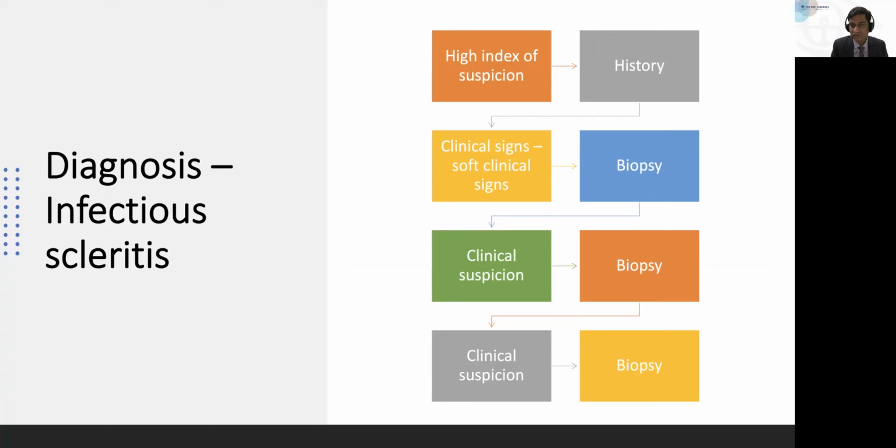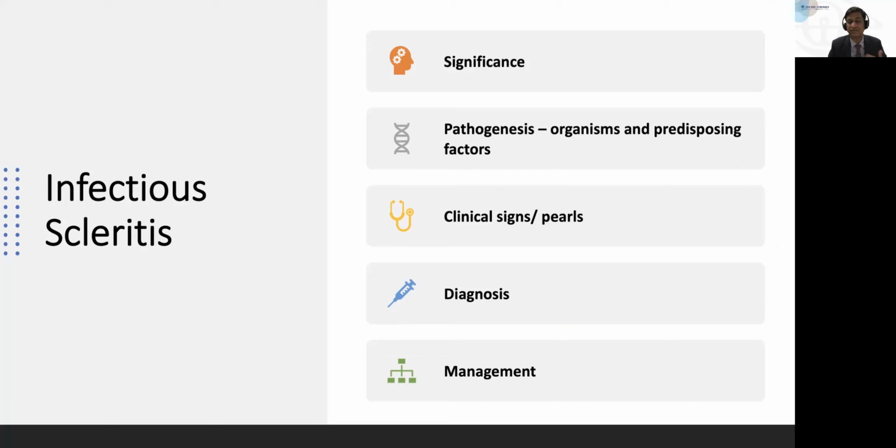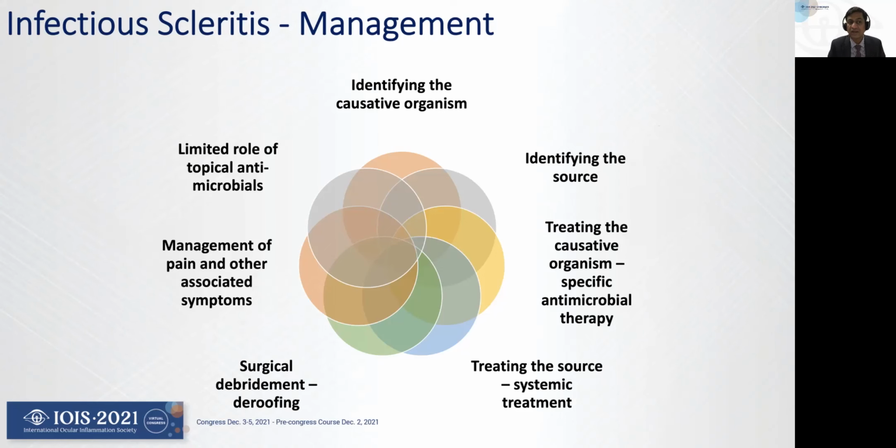When it comes to diagnosis, a whole lot of things go on. First of all, it is very important to have a high index of suspicion, with a relevant history and a source of infection which might help in clinching the diagnosis. Of course, this is followed by clinical signs, which are sometimes not so straightforward, then biopsy and clinical suspicion. If the biopsy is negative, then a repeat biopsy, again clinical suspicion, again a biopsy. This is how the cycle of infectious scleritis moves forward.